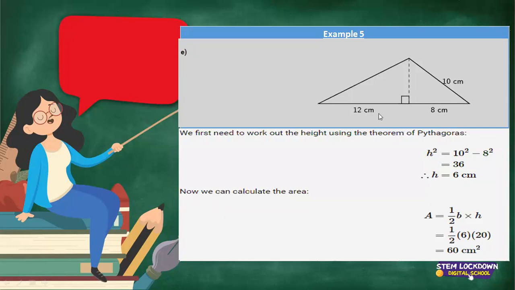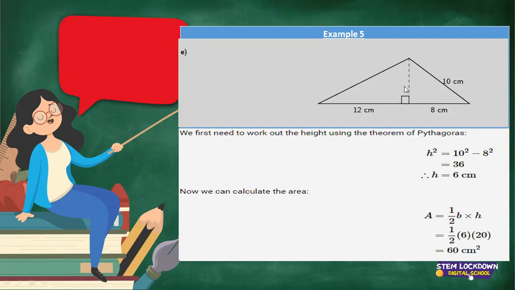Right. We go to the next one. This is another one. Look at the area of this triangle. How do you find the area of this triangle? It has a height that is perpendicular to the base. So that means you can find the area.